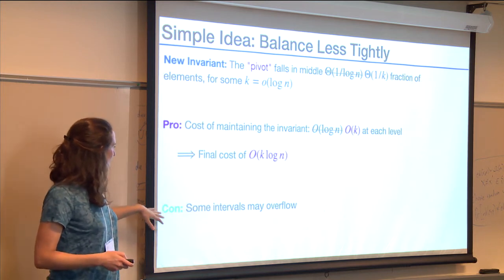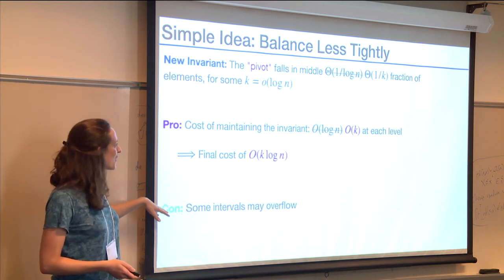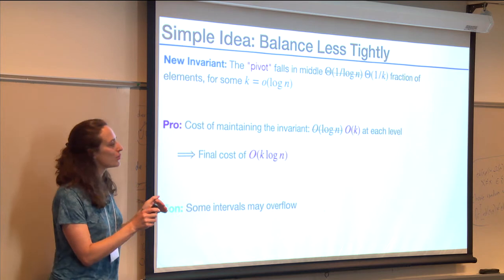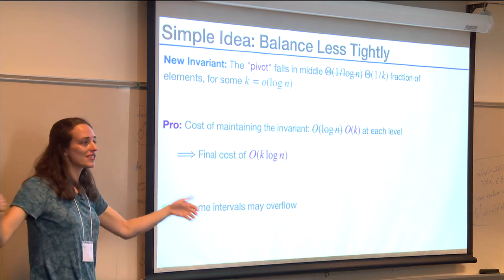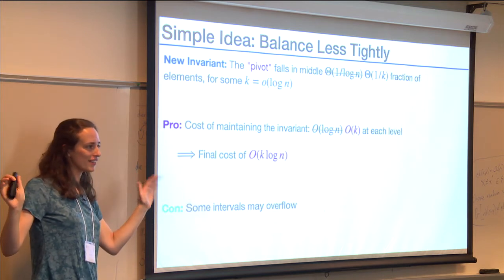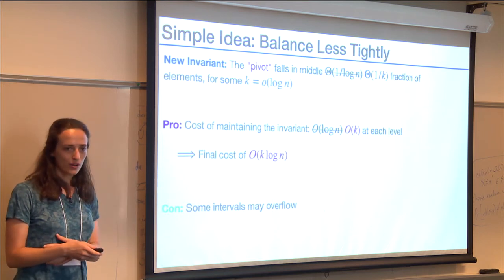The point of this is, well, it doesn't work. If you actually do this and you say, okay, I'm going to allow these pivot candidate sets to be too big, and therefore I have to rebalance less often, then some intervals can actually overflow.